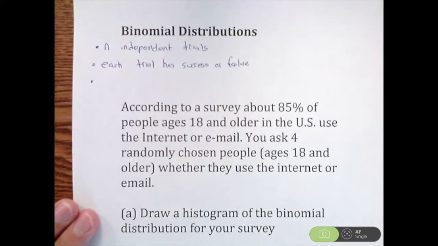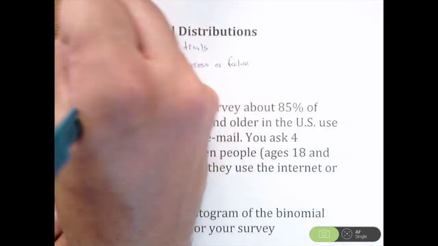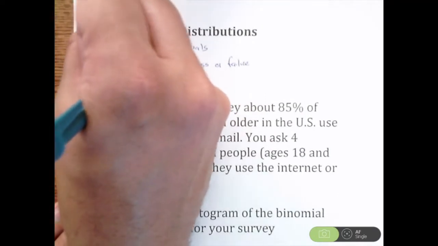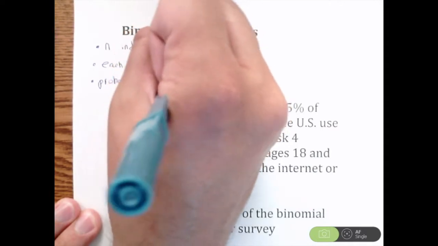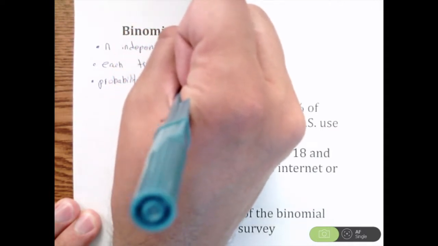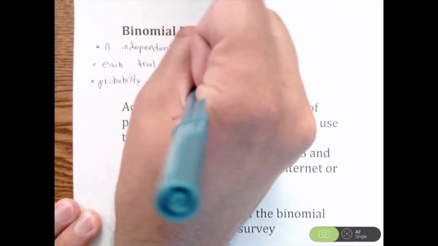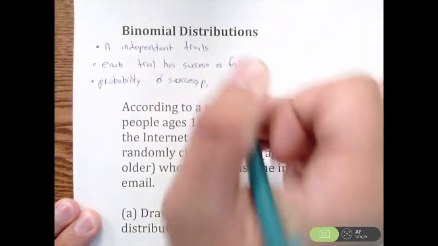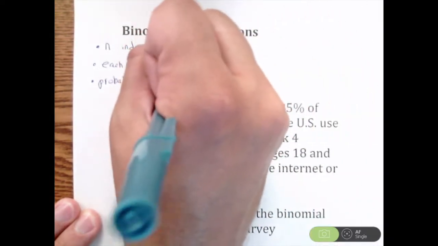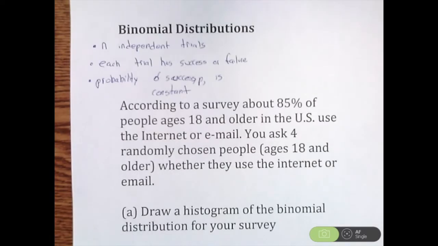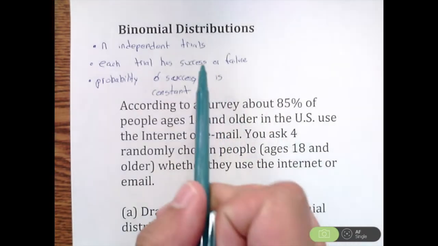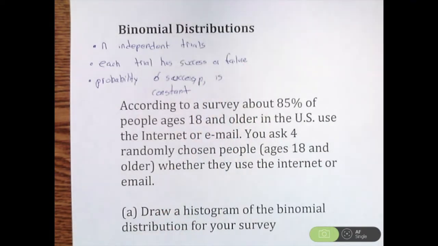Additionally, for each success and failure, the probability of success, which we designate as p, is constant, meaning it's always the same. So we have n independent trials. Each trial is a success or failure. The probability of success p is constant.